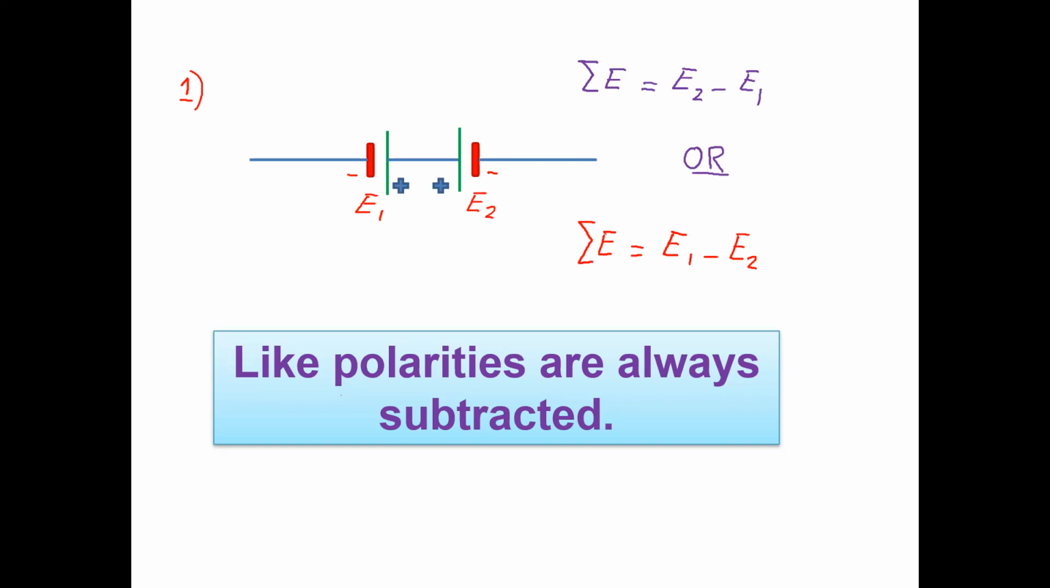If you connect the cells with plus plus, wrong polarity, the EMFs are subtracted, and you will find many questions where the polarities are in the like phase. So you have to copy the first rule, first consequence.